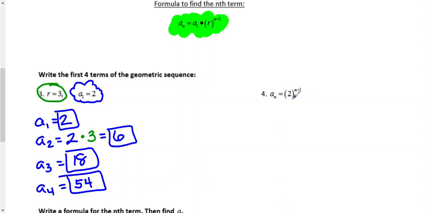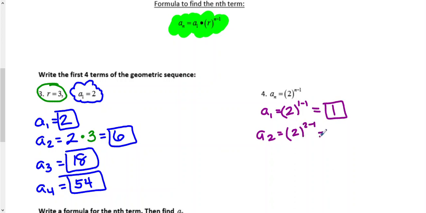Problem number 4 gives me the formula, so in order to find the first 4 terms, I just have to plug in a number. So a sub 1 equals 2 to the 1 minus 1 power, and you can put this in your calculator, which should give you 1. So then a sub 2, we're plugging in the 2 for n. So 2 to the 2 minus 1, and that equals the number 2.